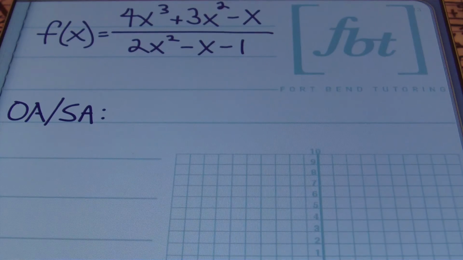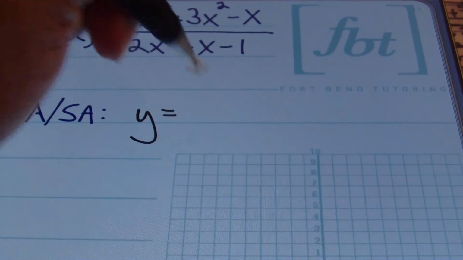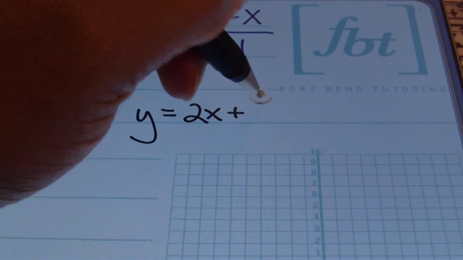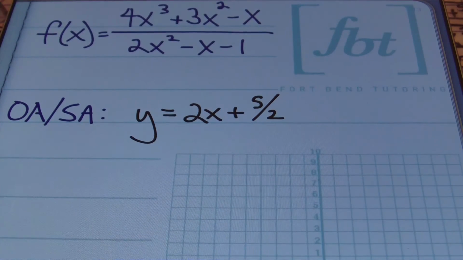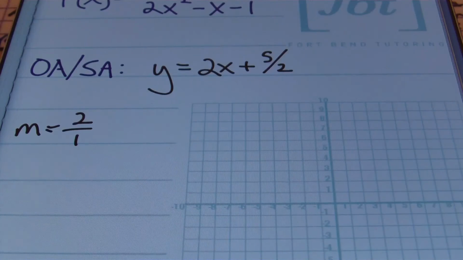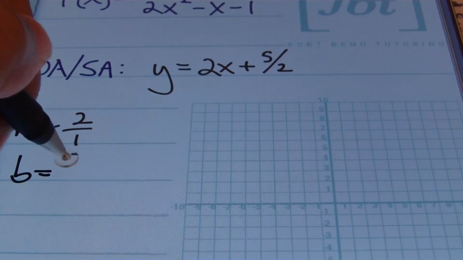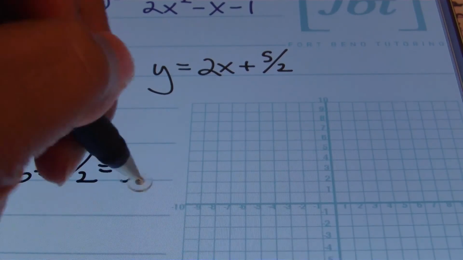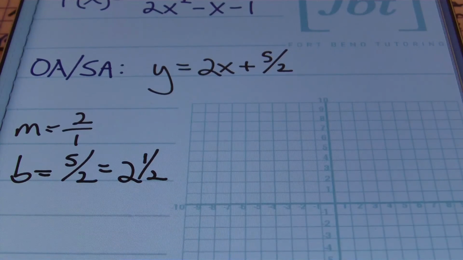So once again, we have our original function for problem number 6. It's f of x equals 4x cubed plus 3x squared minus x divided by 2x squared minus x minus 1. And my oblique asymptote, that slant asymptote, is y equals 2x plus 5 halves. All right, so my slope is going to be 2, and I'll write that over 1. And my y-intercept is going to be 5 halves, and I may even just write it as 2.5, because it'll be easier to plot.